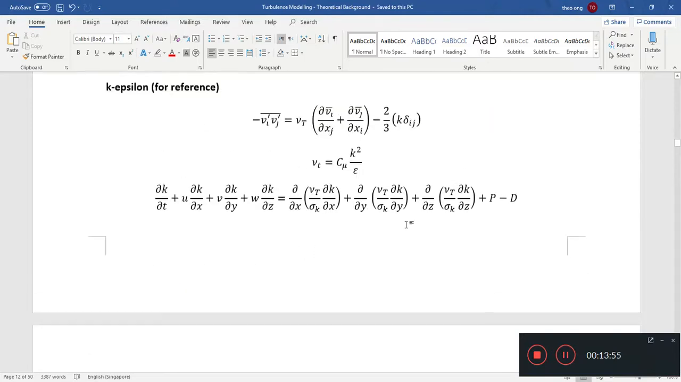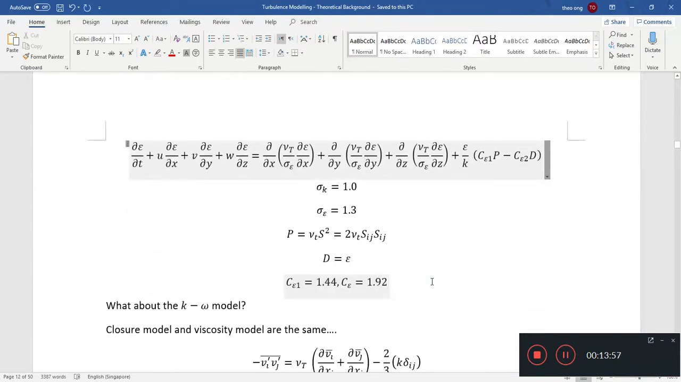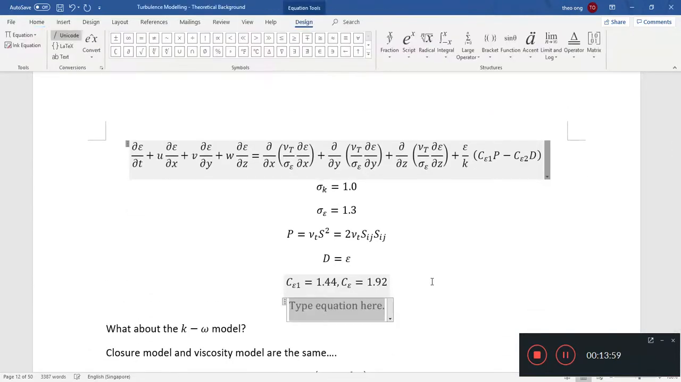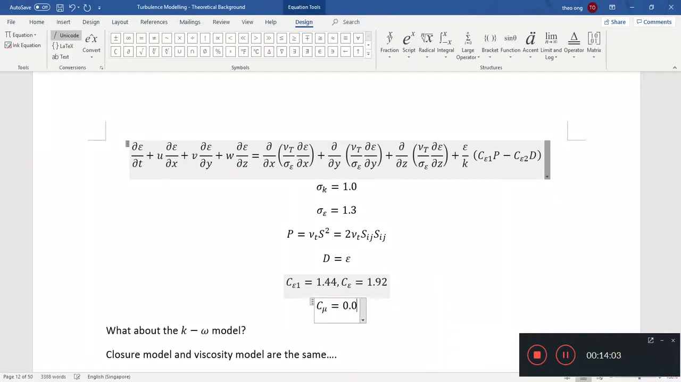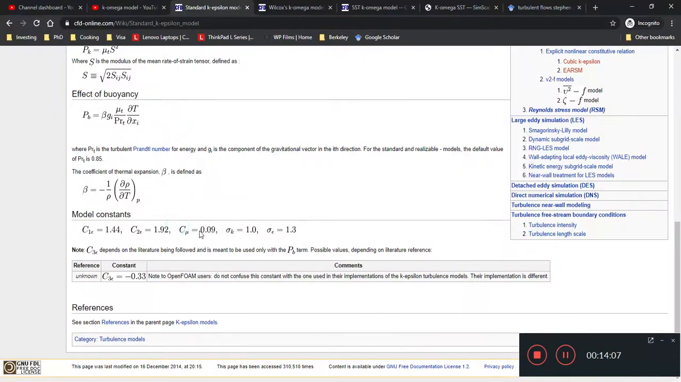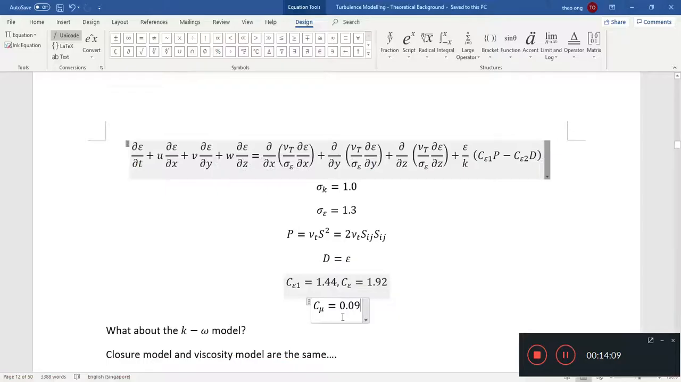Okay, before I forget, C mu equals 0.09. C mu equals 0.09, and that is shown here. C mu equals 0.09 in the k-epsilon model.